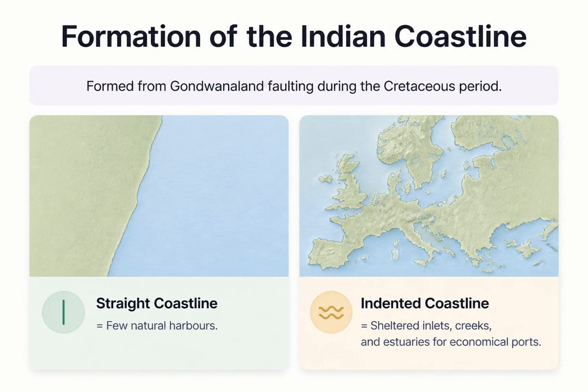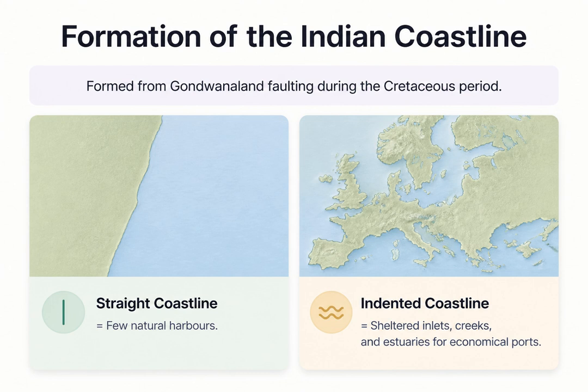How did this coastline come to be? It was formed from the faulting of the ancient supercontinent Gondwanaland during the Cretaceous period. Now, despite its impressive length, the Indian coast does not offer many sites for good natural harbors. Why is that? It is because the coastline is relatively straight.